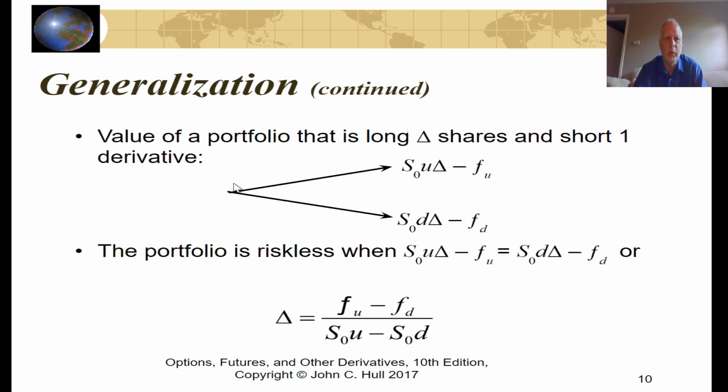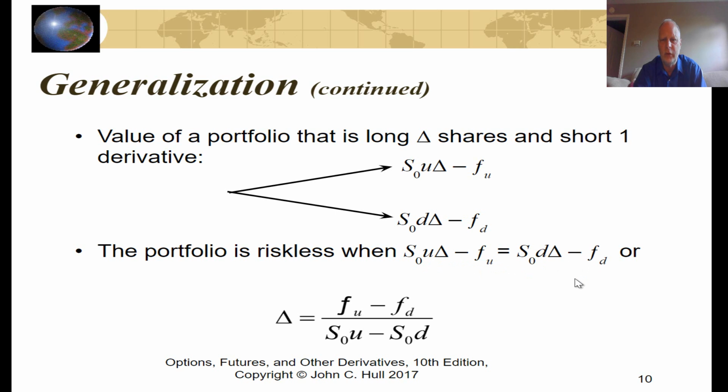So once again, we will consider the value of the portfolio that is long delta shares and short one option. In the case it goes up, it's going to be S0 u delta minus f_u. If it goes down, it's going to be S0 d delta minus f_d. To be a riskless portfolio, these two have to be equal to each other: S0 u delta minus f_u has to equal S0 d delta minus f_d.